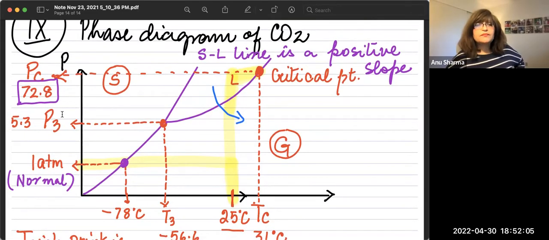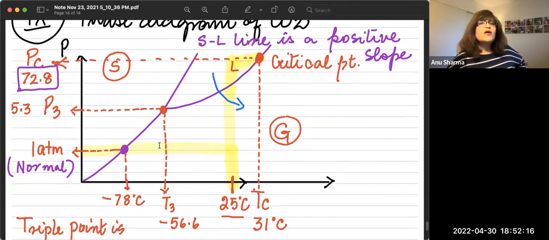Where is the triple point? The triple point here is above the normal 1 atm. So for carbon dioxide, the triple point is above 1 atm. Okay. So here is the carbon dioxide solid, and this is the gas, that's the liquid, right?